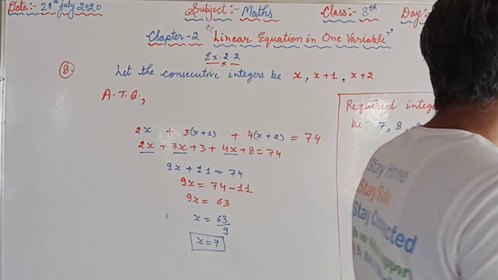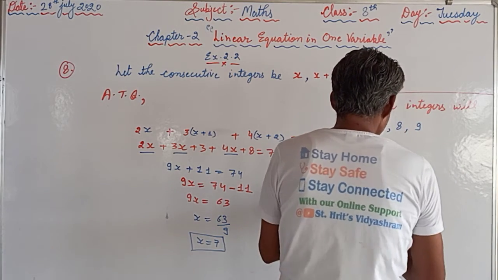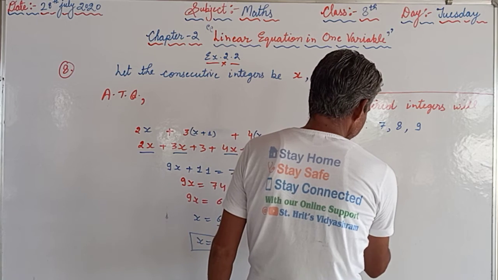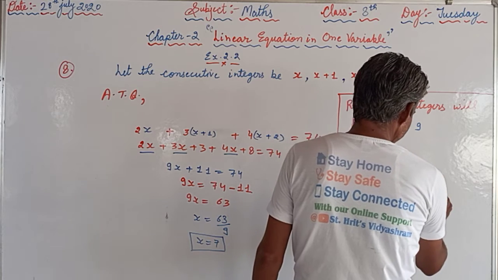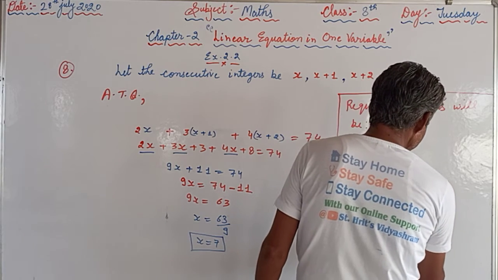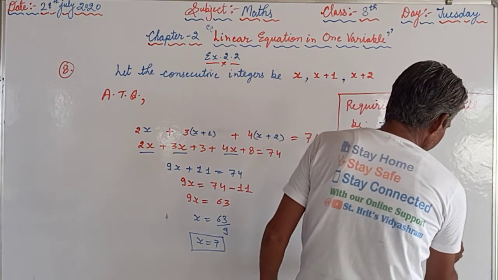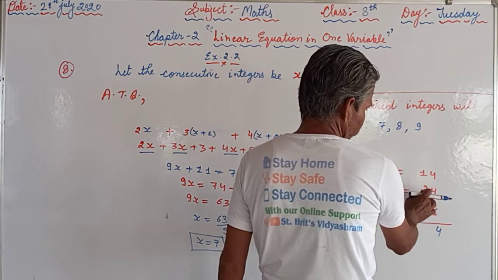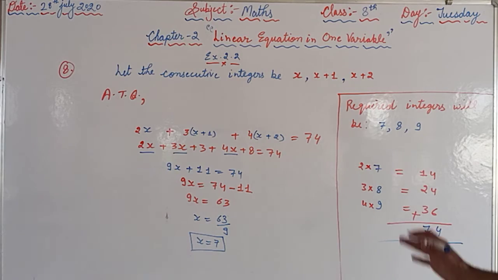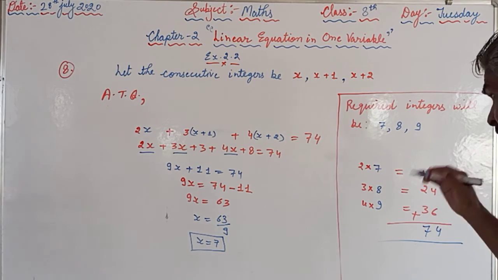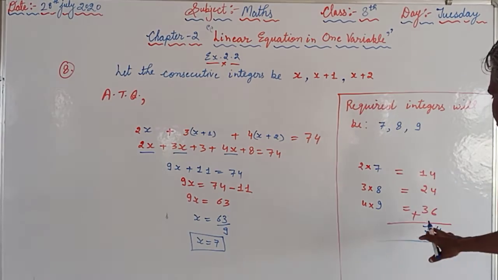Now we are supposed to check our answer. So we will write here 7, 8 and 9, and we are supposed to multiply this by 2, this by 3, this by 4. 7 twos are 14, 8 threes are 24, 9 fours are 36, and then we can add: 4 plus 4 plus 6 is 14, carry 1, then 1 plus 2 plus 3 is 6, plus 1 is 7, giving 74. These are the integers which, taken in ascending order and multiplied by 2, 3 and 4 respectively, add up to 74.